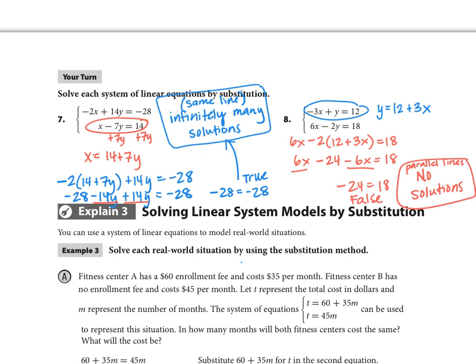Okay, so these are the only two special cases. Remember that the first case, what will normally happen is they're going to intersect at a point, and we can find out what that one point is. Okay, I'm going to stop there, and that's it for this lesson.